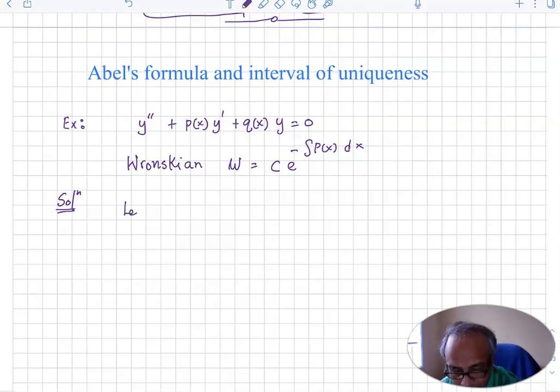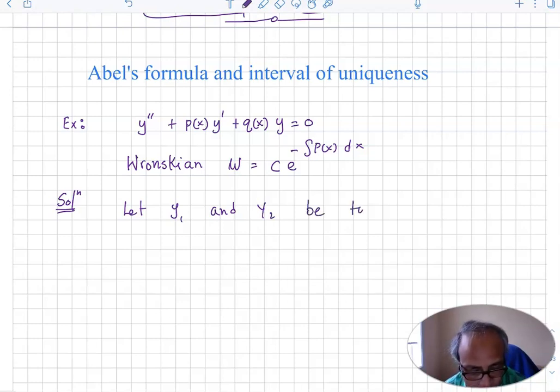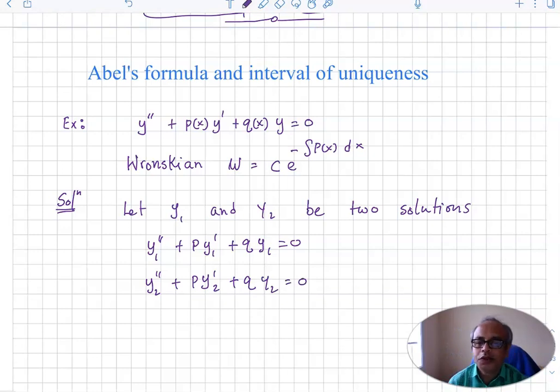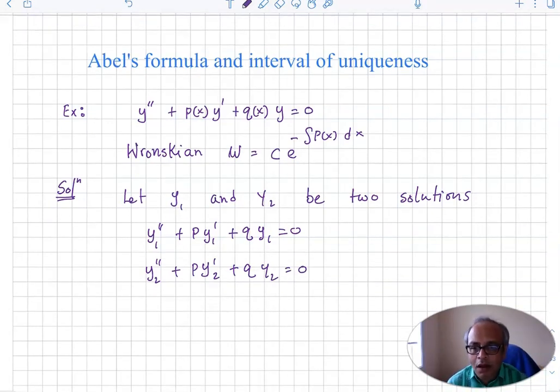So we're going to start with two solutions, y1 and y2. That means y1 and y2 both satisfy your differential equation. So you replace y with y1 and y with y2 in order to ensure that both satisfy the differential equation.